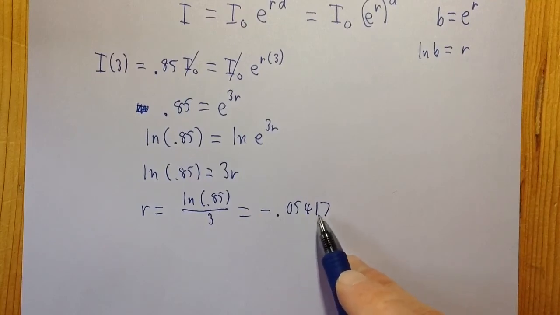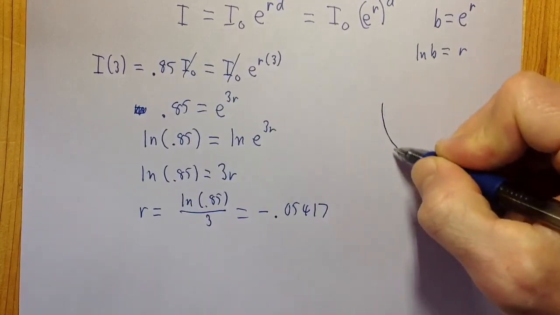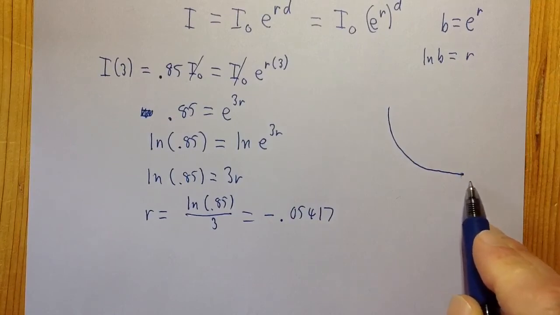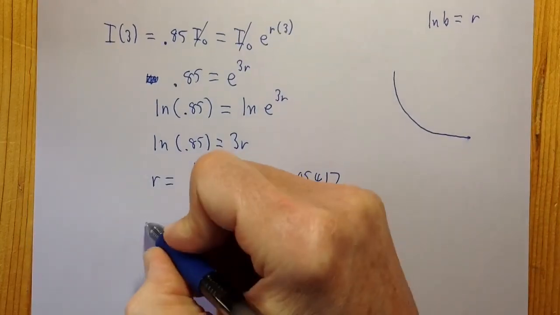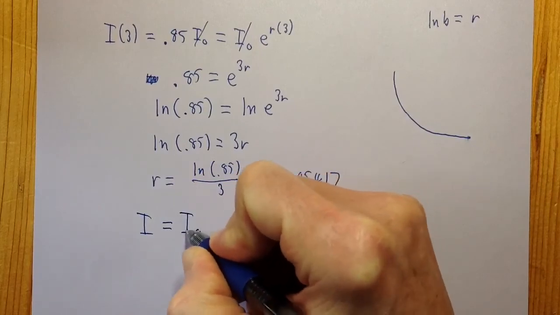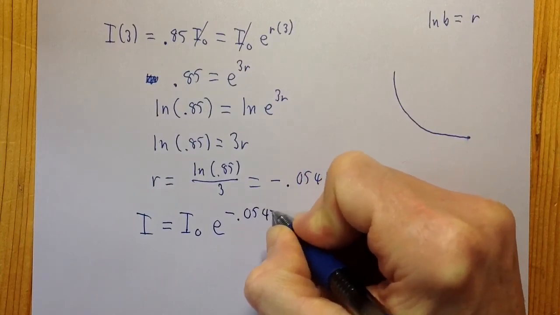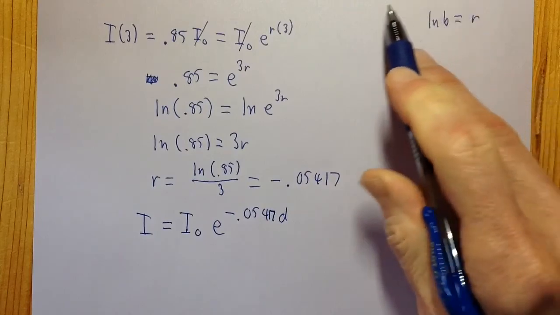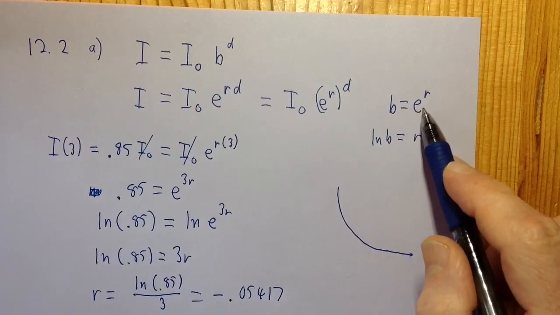This is exponential decay. Exponential decay looks something like this. Starts off fast and eventually goes to 0, but takes a long time. Never perfectly gets to 0. It's asymptotic. But it starts off going down really quickly and goes to 0. Okay, so finally, our formula is I is equal to I0, just leave it like that, e to the negative 0.05417 d. Now, if we wanted to write that as the b to the d thing, like we said up here, then b is just e to the r.